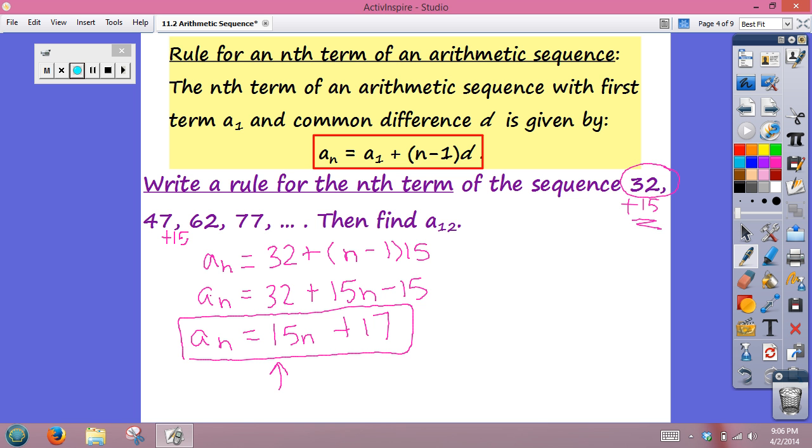Okay, so the second part of this question asks to find a12. So a12 equals, using the equation that we came up with, or the rule, 15 times n. And if we're finding a12, that means our n is equal to 12, plus 17. Once again, simple algebra, simplify, so we get that a12 equals 197.